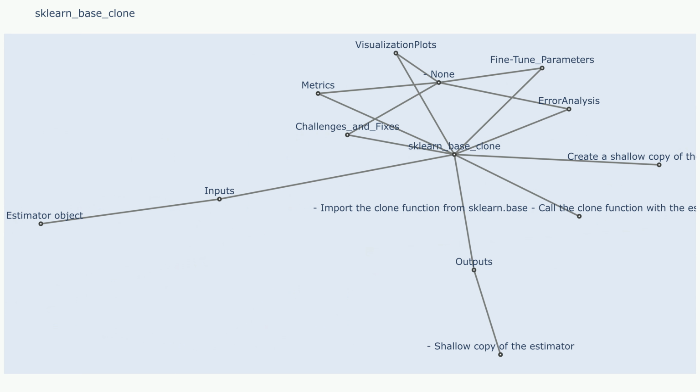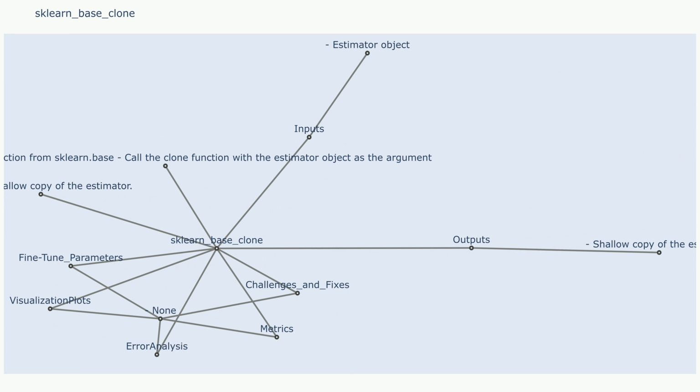Steps. The clone function utilizes the copy.deepcopy function from the Python standard library to recursively copy all the objects within the estimator, including its parameters, attributes, and nested objects. This ensures that the cloned estimator is a complete and independent copy of the original one, with no shared references.